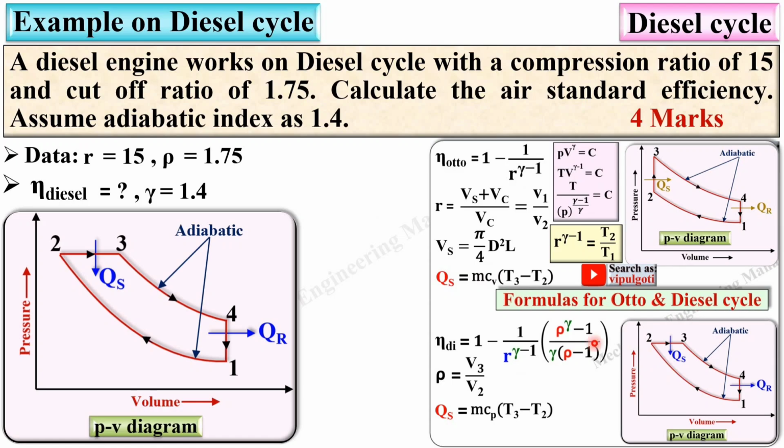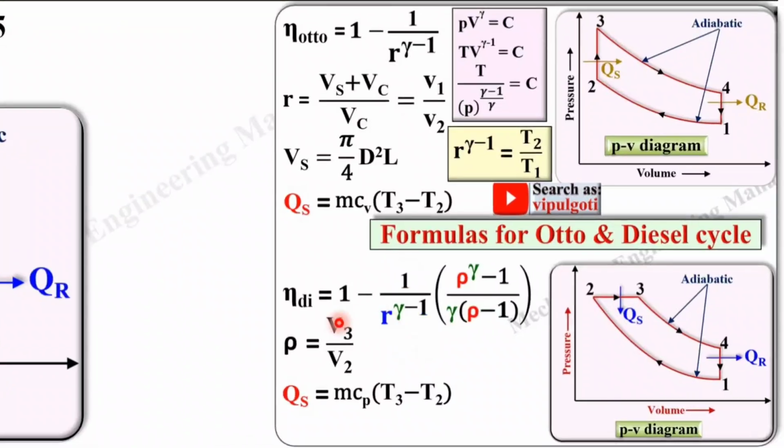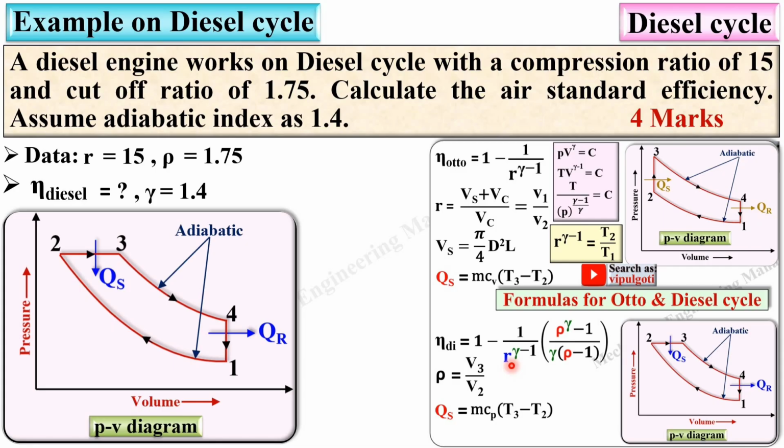Now refer these formulas for the Otto and diesel cycle. So here we want to find the efficiency of diesel cycle. Means here you can see this is the equation. But for that you should have the compression ratio, cutoff ratio and gamma. Now let's see whether it is given to you or not. So r is given to you. Then gamma is also given to you. Rho, means cutoff ratio, is also given to you.